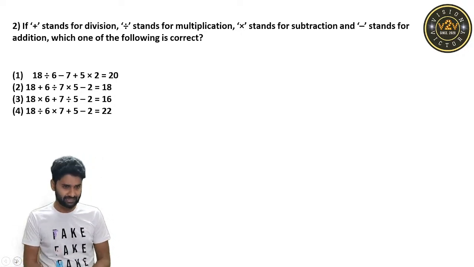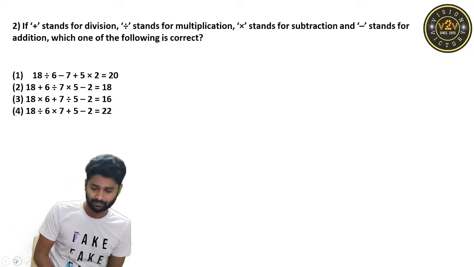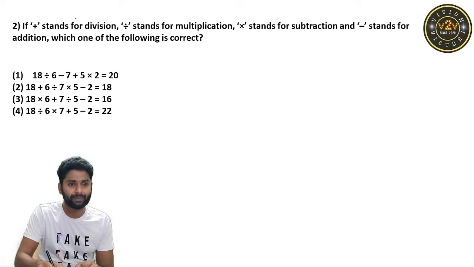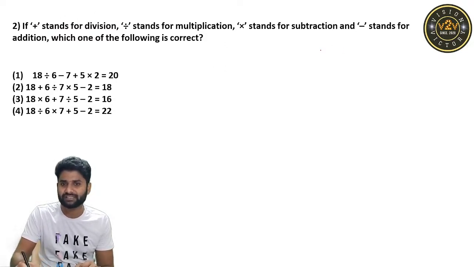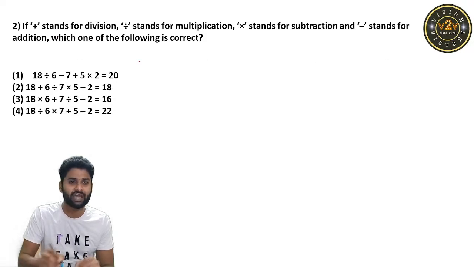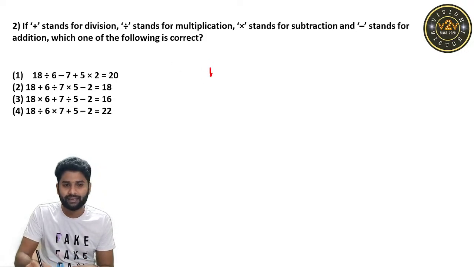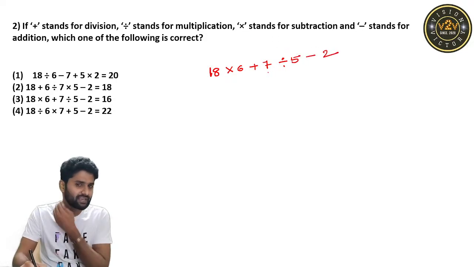Be faster in the calculation. Now you have to replace plus with division, division with multiplication, multiplication with subtraction, minus with addition. And which one of the following is correct? See, 18. Here division stands for multiplication, minus stands for addition, plus stands for division, multiplication stands for subtraction. Guys, we can conclude it.